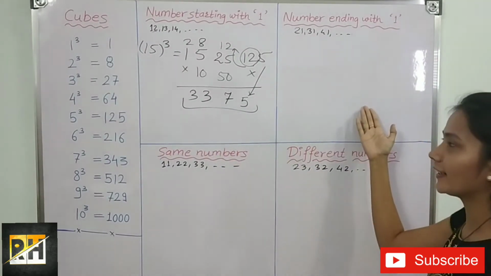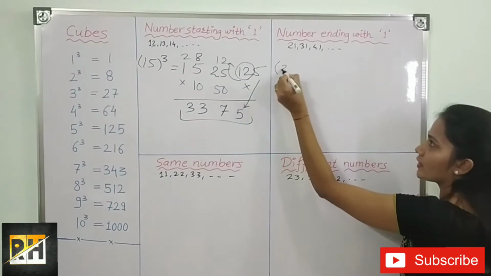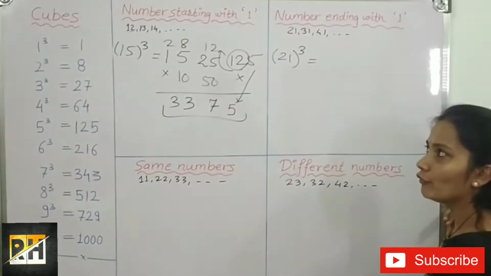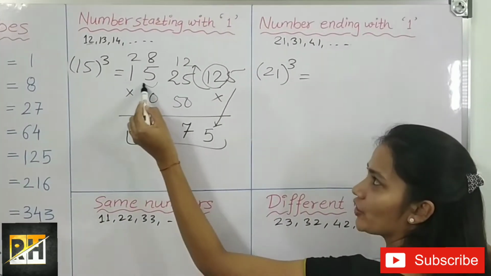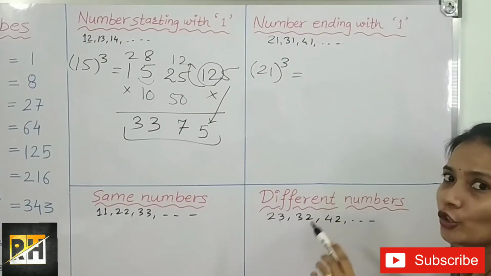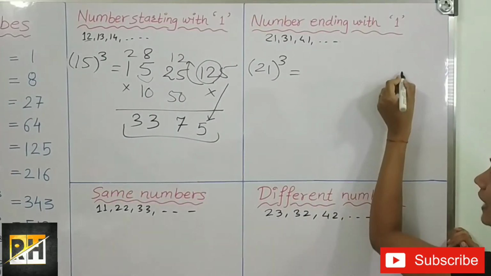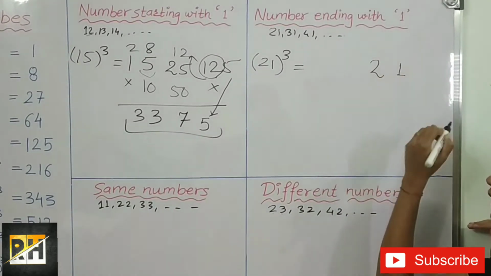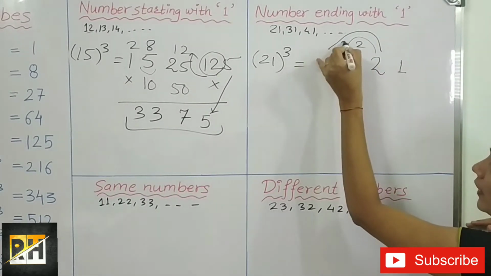Let us take another method, that is the number ending with 1. Suppose we want to calculate the cube of 21. What we have done here is we have taken the first 2 digits as it is, and then square and cube. Now here you will take the same but in the opposite direction, that is, you will start from the right side. So you will write 1, 2 as it is. Then the square of 2 is 4 and cube is 8.